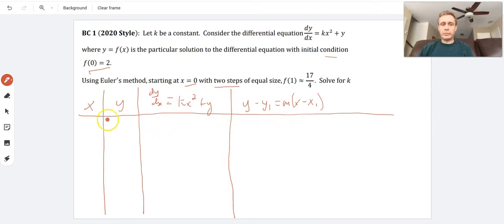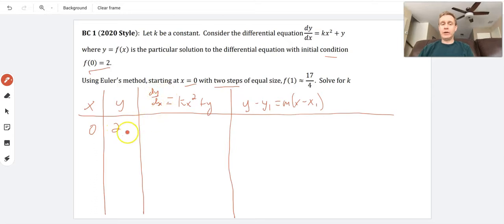So we start off at the starting point of (0, 2), and I will construct my first tangent line equation. And to construct our tangent line equation, we need a point and we need the slope. So we already have the point because we're starting at this particular point here.